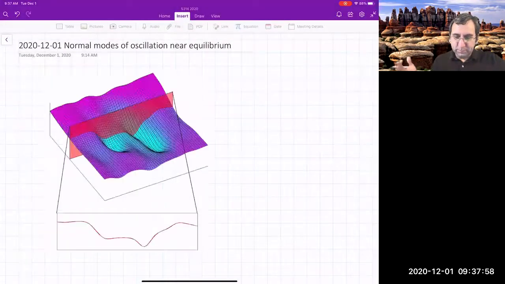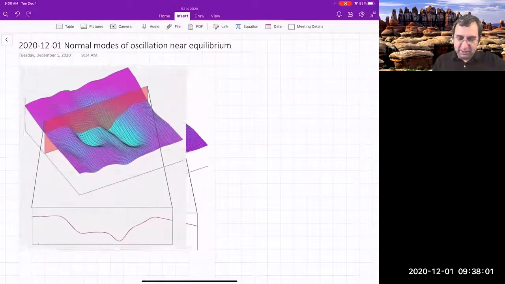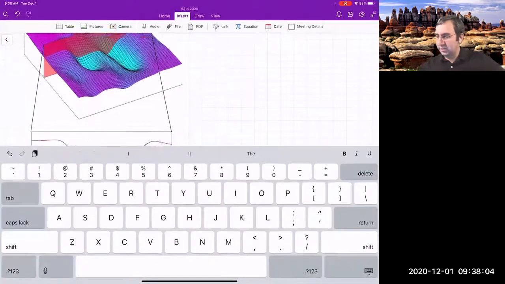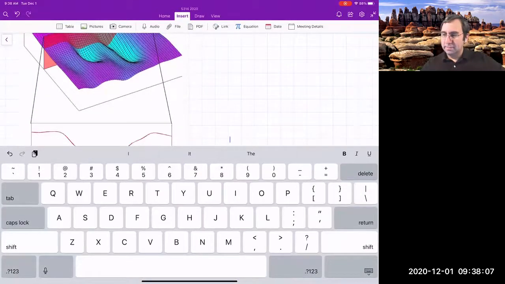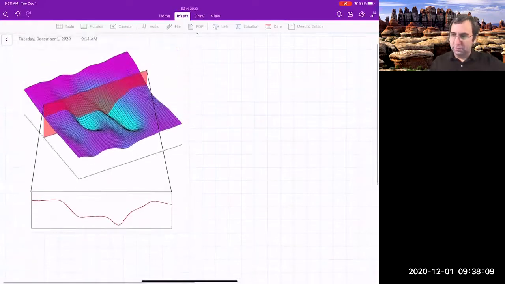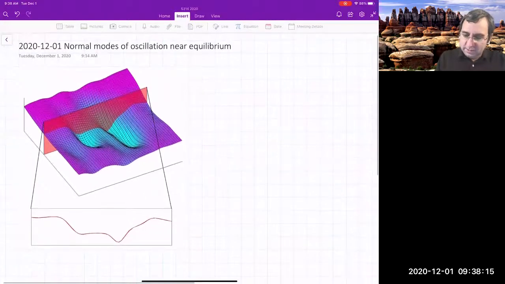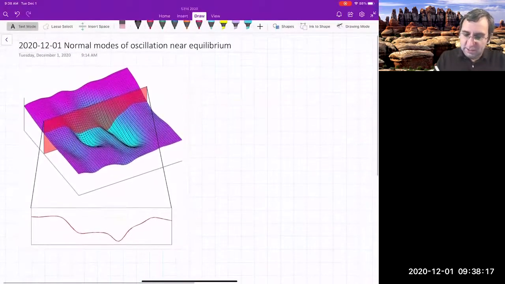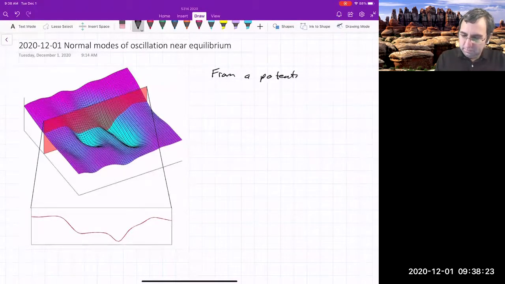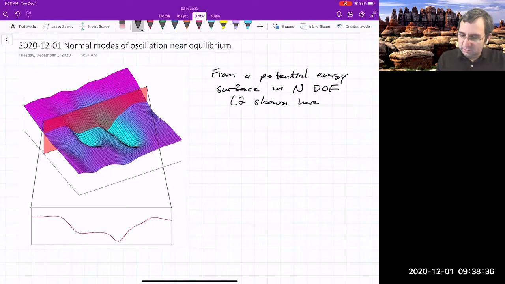The way I picture these things is you've got a system and it's got some potential energy surface, and the potential energy surface might have different kinds of features in it. So, from the potential well in n dimensions, n degrees of freedom, so from a potential energy surface in n degrees of freedom, and just 2 are shown here just for convenience.